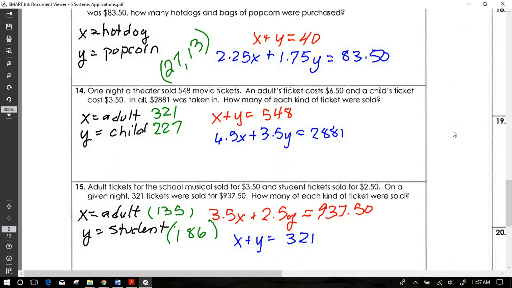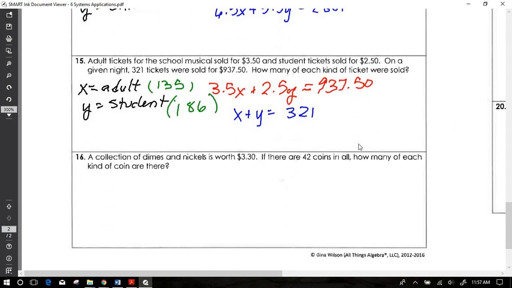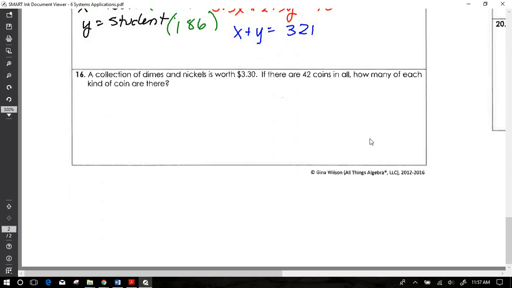together, and then I'm going to jot down a little note here for number 17 and 18, and you and your partner are going to spend the remainder of the time that you need in class to complete 17 through 20 on your own, okay? So let's do 16. A collection of dimes and nickels is worth $3.30.